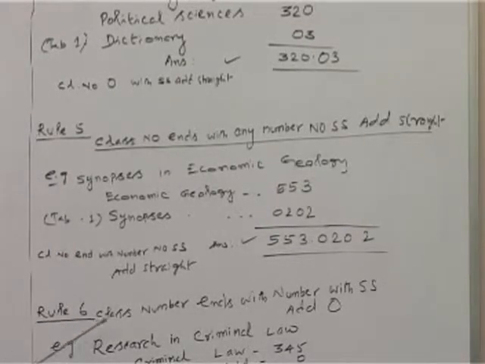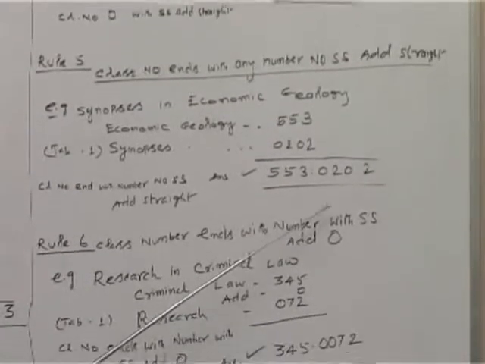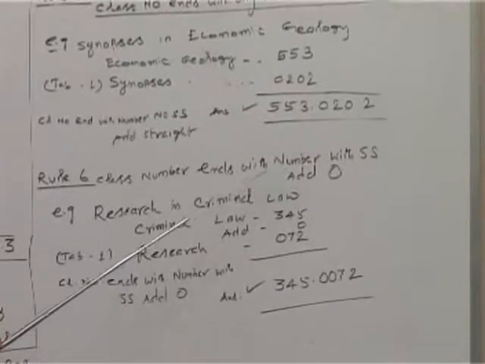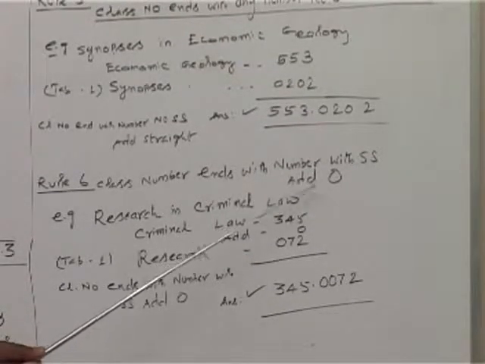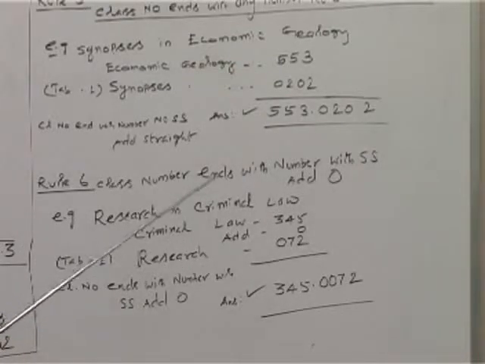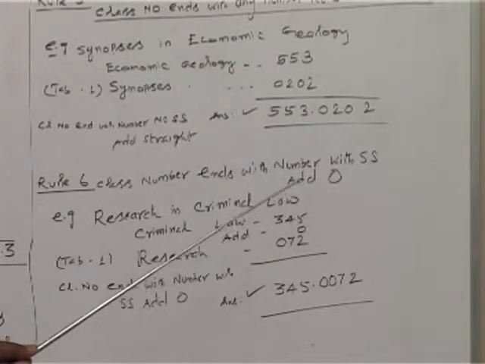Now the last rule is that the class number ends with any number with the SS instruction. If the class number ends with a number with the SS instruction, you have to add 0. Don't forget, if the class number ends with a number with the SS instruction, you have to add 0.